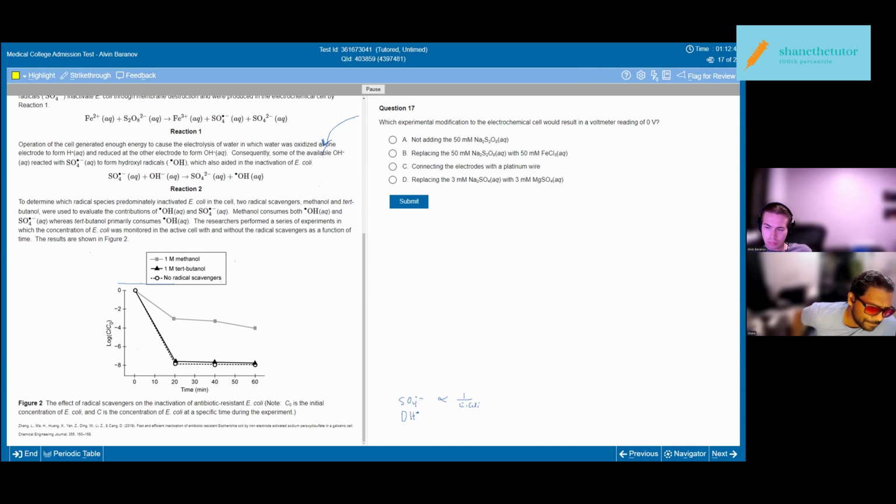But anyway, we see they all start at 0, and it seems like the tert butanol doesn't really cause any change. It's pretty much exactly the same as if you don't have any radical scavengers. But if you have methanol, it seems to play quite a role in increasing that. If C is the concentration of E. coli, it seems like methanol is a pretty lousy scavenger.